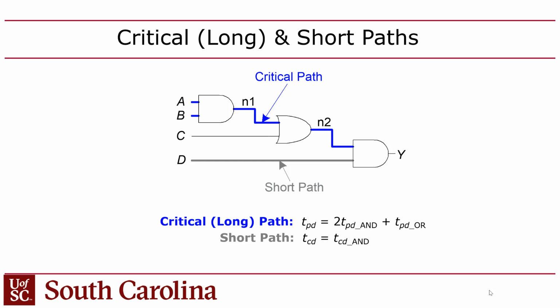Okay, so I just want to point out the notation here, though. We have T sub PD, the propagation delay of the whole circuit, which is going to be 2 times the propagation delay of the AND gate, because there are 2 AND gates on the path, plus 1 propagation delay of the OR gate. And then the short path is the contamination delay of the whole circuit, which is the contamination delay of the AND. So I want to point out that in the critical path, we're looking at propagation delays of the individual gates, and in the short path, we're looking at the contamination delay of the individual gates, right?